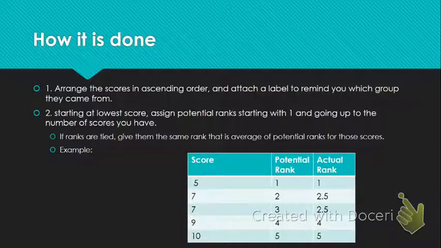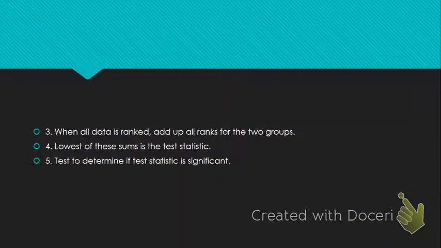Within the sample, we have 2 scores that are the same. The potential rank for those scores are listed 1 through 5. The actual rank would take the average of rank 2 and 3 and make those the actual rank. When all the data is ranked, add up all the ranks for the 2 groups. The lowest of these sums is the test statistic.